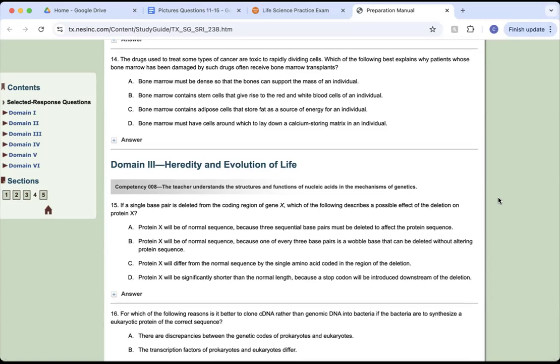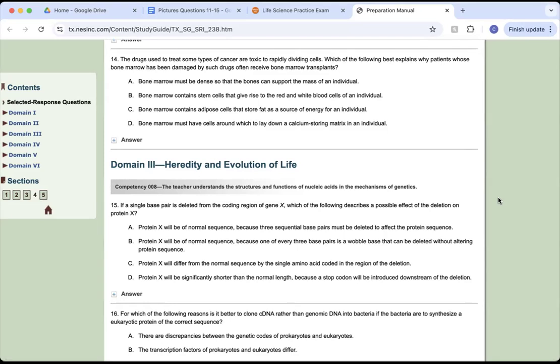C is incorrect here. C says bone marrow contains adipose cells that store fat as a source of energy for an individual. So C is incorrect because bone marrow does not store a significant amount of adipose tissue, providing an insignificant amount of energy. And also, again, it has nothing to do with rapidly dividing cells. D is incorrect because while calcium is in the bones, it's not in the bone marrow itself. So again, also not related to rapidly dividing cells.